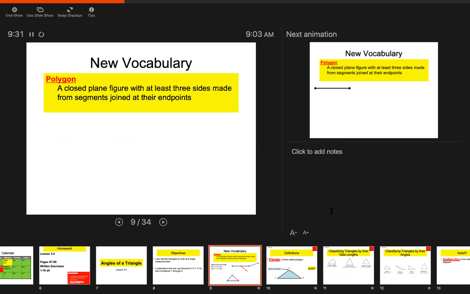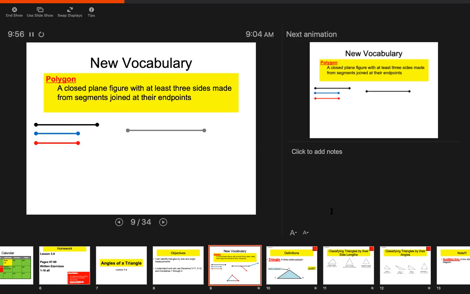It has at least 3 sides, and the sides are made up of segments, not lines, not rays. They're made up of segments. The segments must be joined at their end points. So graphically, I'll show you what this means. A polygon has to have at least 3 sides. Okay, 1, 2, 3. There's 3 segments, and they're made up of segments, but the segments must be joined at their end points.